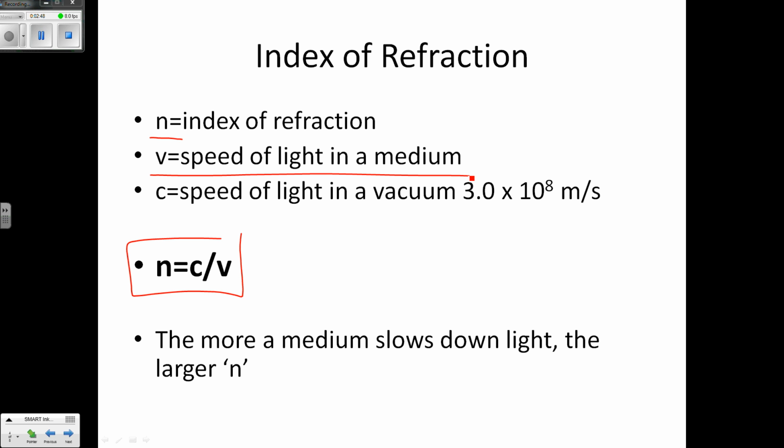So this might be how fast light goes in water, it might be how fast light goes in diamond. When light's traveling through a different medium, it has its own unique speed. And we're going to compare that to the speed of light in a vacuum, c, which is, again, that very important number, 3.0 times 10 to the 8 meters per second. Based off this formula, n is equal to c over v. The more a medium slows down light, the larger the n value. So, an object with an index of refraction of 2.5 is going to slow down light more than an object with an index of refraction of 1.5.